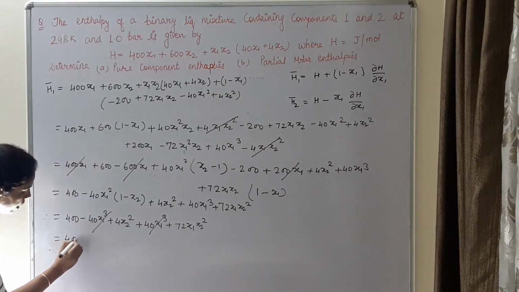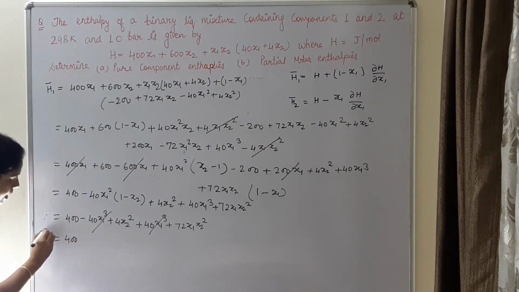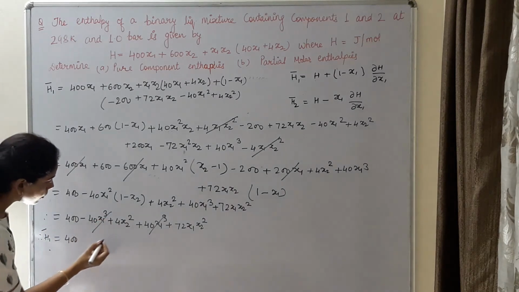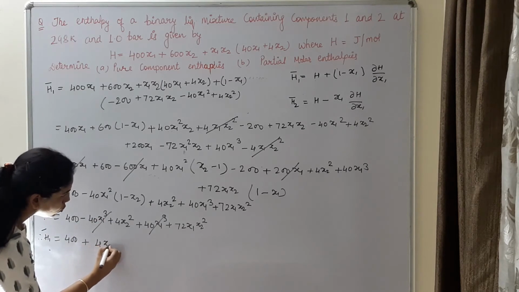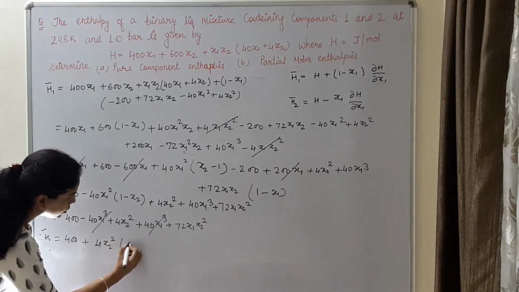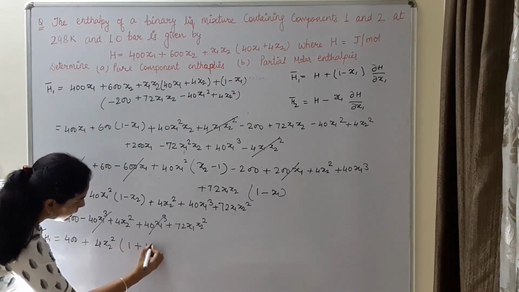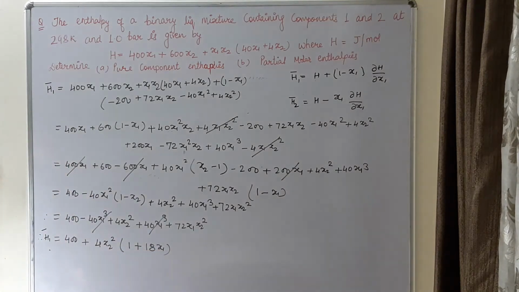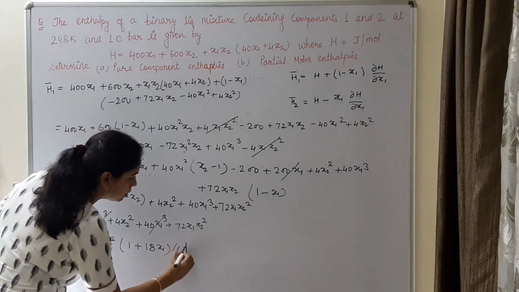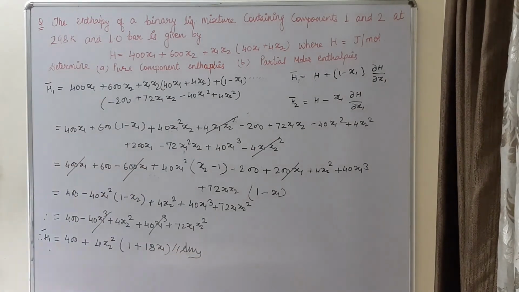Then 400, therefore the H1 bar is equal to 400 plus, take common, 4 x2 square is common, so here it is 1 plus 18 x1. So this is the answer, the partial molar property of component 1, right?